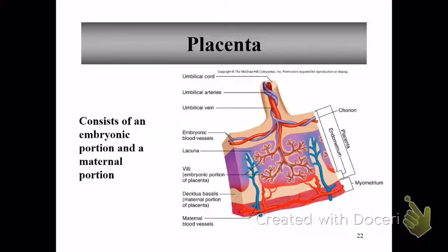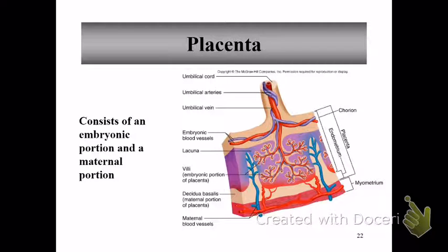Right here, write this in. The placenta, the umbilical cord connects the placenta to the fetus. So the umbilical cord connects the placenta to the fetus. One more time. Umbilical cord connects placenta to the fetus.